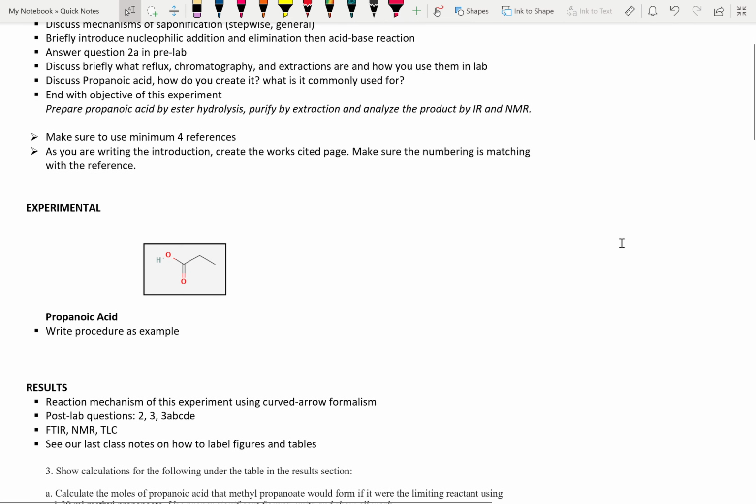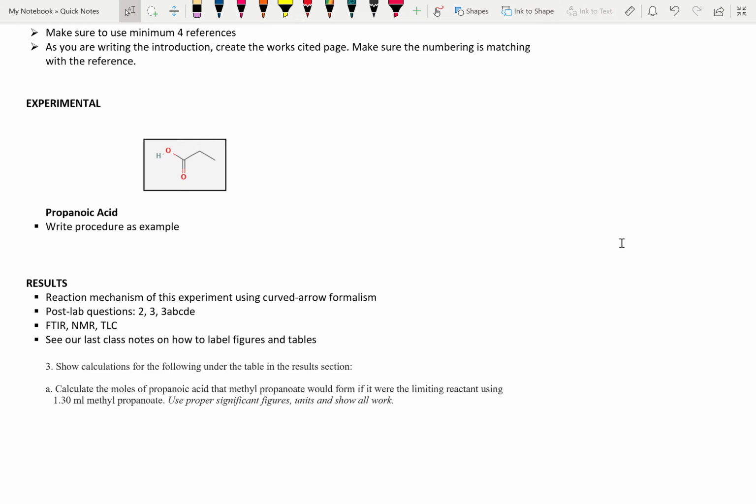Next, you will create your experimental section. So you're going to put a picture of your propanoic acid, and then in bold letters, you're going to write propanoic acid. And then beneath that, it will be a paragraph of your procedure. There is an example of this in my other notes, so please refer to that on how to write your procedure section.